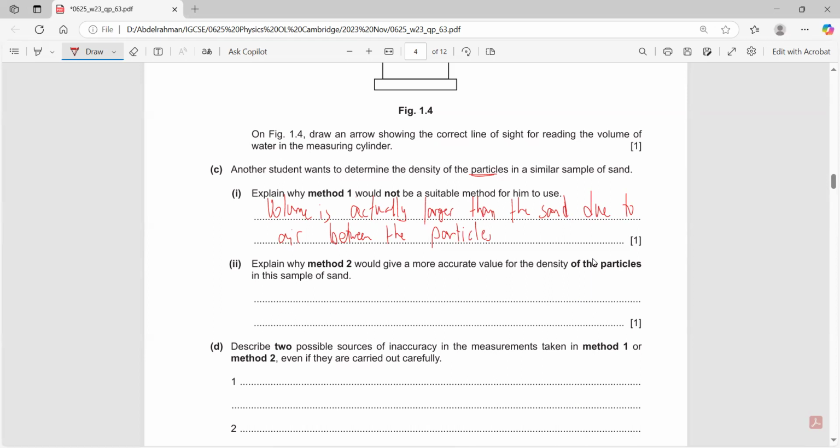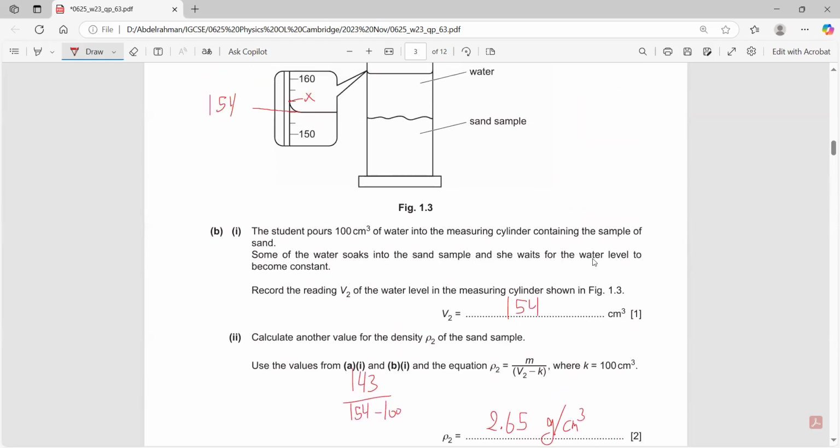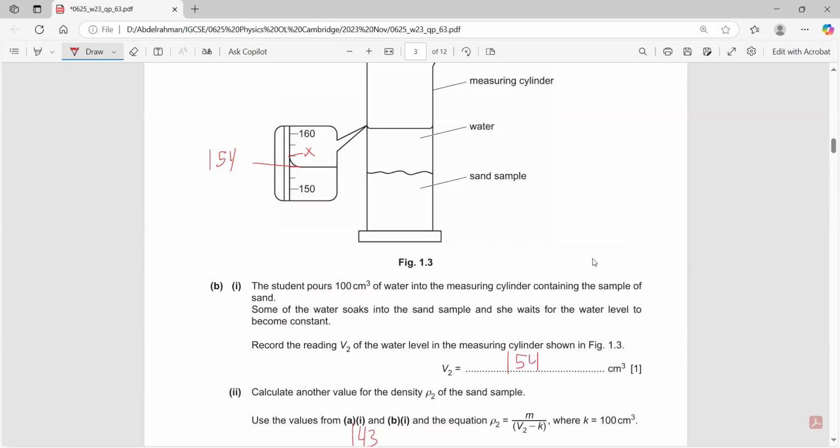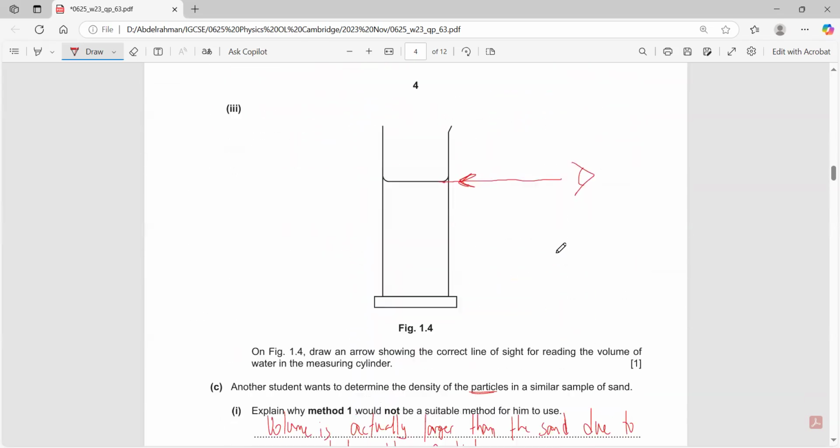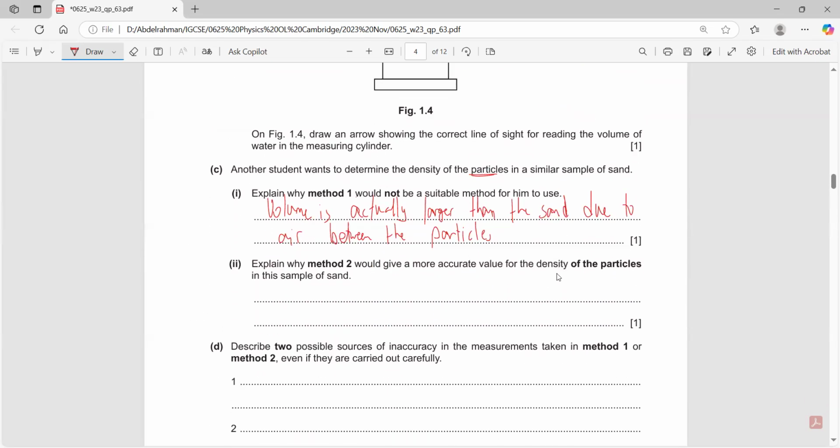Explain why method 2 would give a more accurate value for the density of the particles. In method 2, what did he do? In method 2, he added water, right? He added water to the sample. So why is this a more accurate value? Because the water fills up the volume. The water comes in between these sand particles. Water fills up the volume completely. It doesn't allow any air molecules to be there, it just displaces them, right?